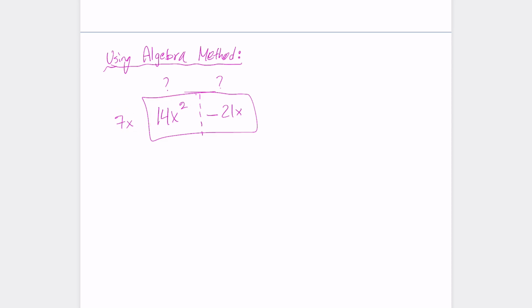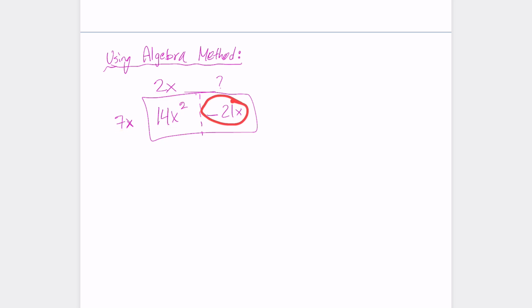So technically you're seeing how many times does 7x go into 14x squared. So we know 7 goes into 14 twice, okay? So it's 2. And so then how many times does x go into x squared? It goes into it x times. And now you can verify and check 7x times 2x is in fact 14x squared, because 7 times 2 is 14 and x by x is x squared. So this does check out.